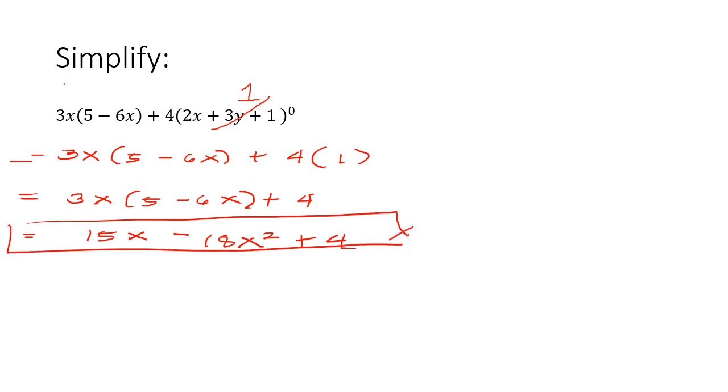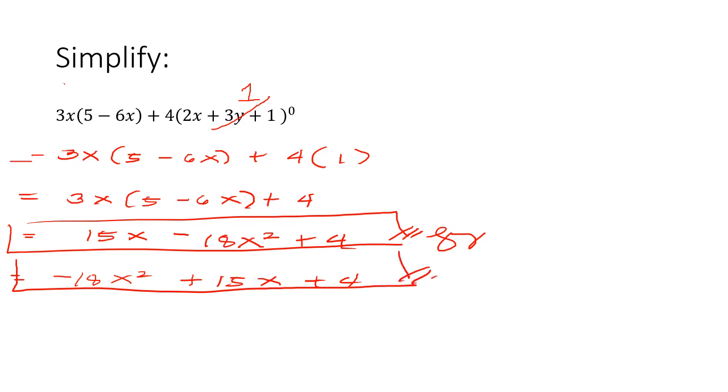Or you could express it in a proper way of writing an equation. So you need to write the highest degree first of the exponent. So we will have negative 18x squared plus 15x plus 4. Right? Either way, you could have the same answer. Right? I will accept these two answers here.